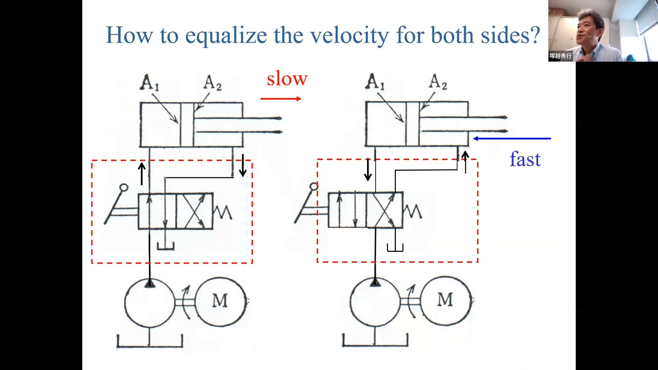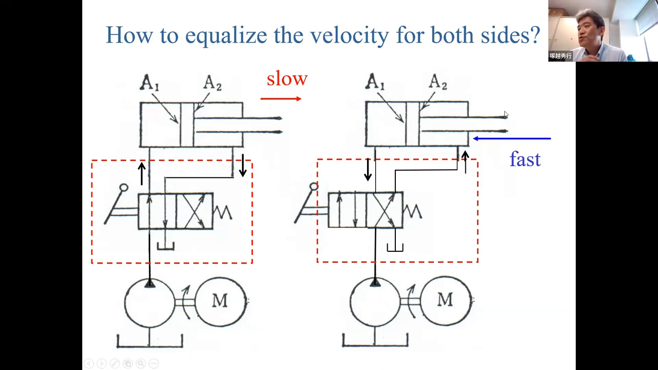Okay, so please be careful when using the cylinder. In the case of the cylinder, there are many types, but if you use the single-rod type, the half-rod type, then the pressure receiving area between the two sides is different. Therefore, even though a constant flow rate is supplied, the out motion and in motion become different. Since the pressure receiving area for the out motion is larger than that of the in motion, the load speed becomes slower than the in motion.